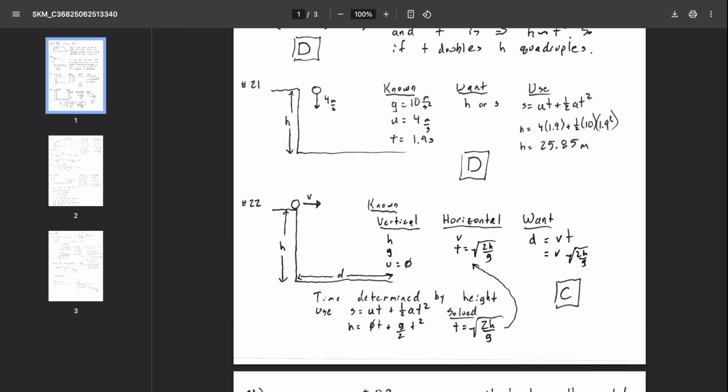Now, here's our first one with two-dimensional kinematics. Okay, so just a quick review. Remember, vertical has acceleration, horizontal does not. We will not take into account air resistance horizontally.